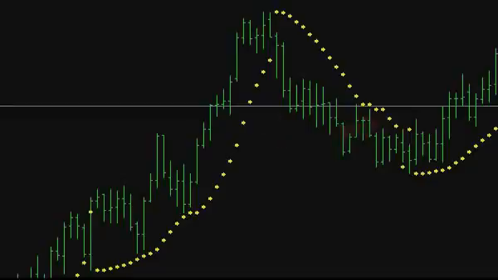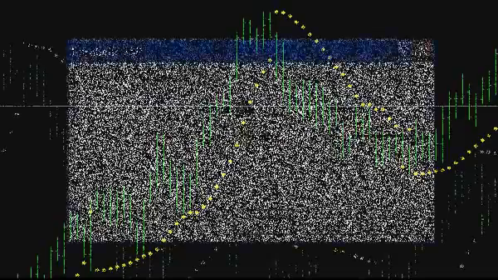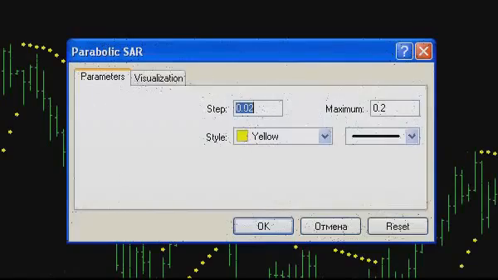The indicator parameters that we saw in the dialog window of its settings determine both the speed of parabolic readings approximation to the price and the maximum value of this acceleration.